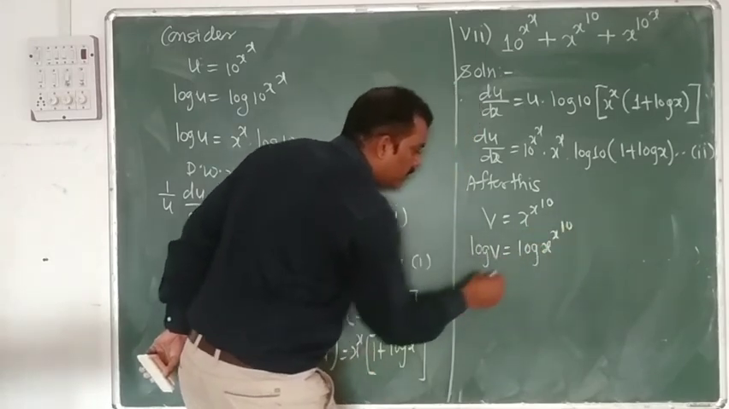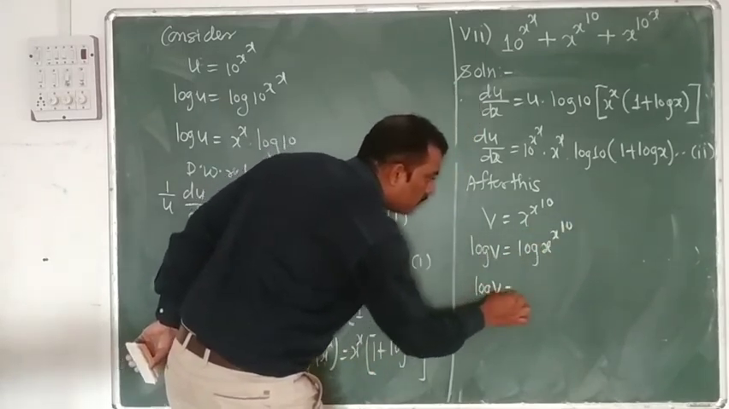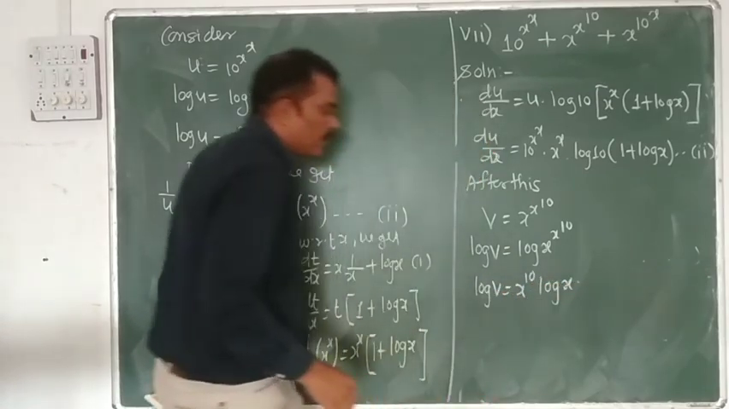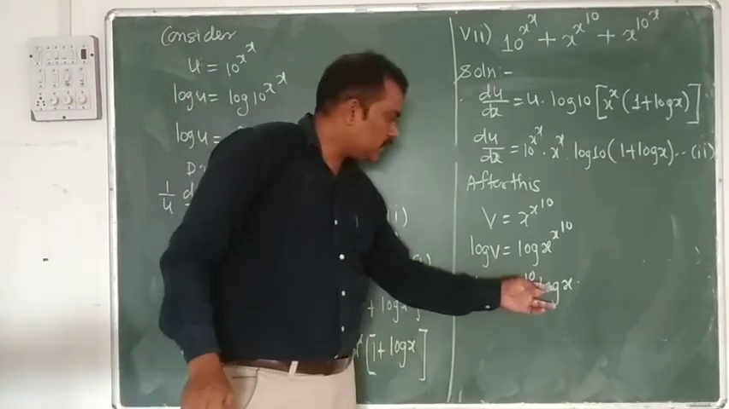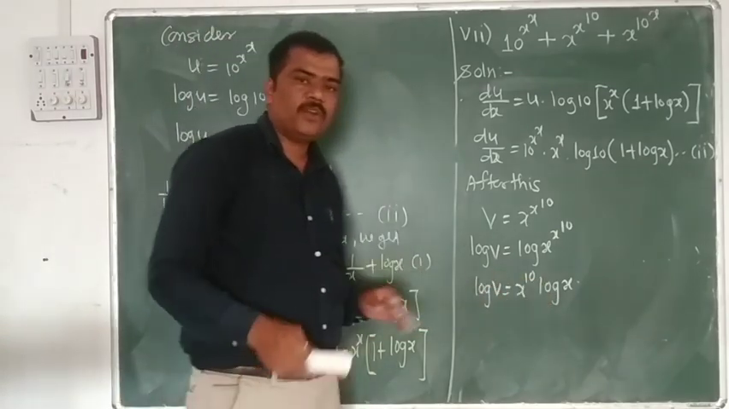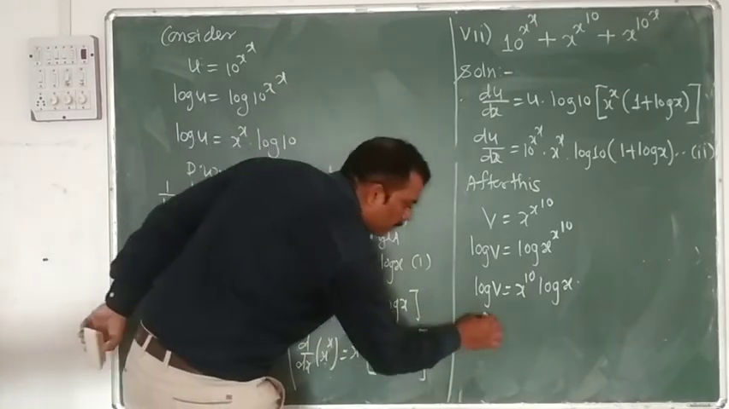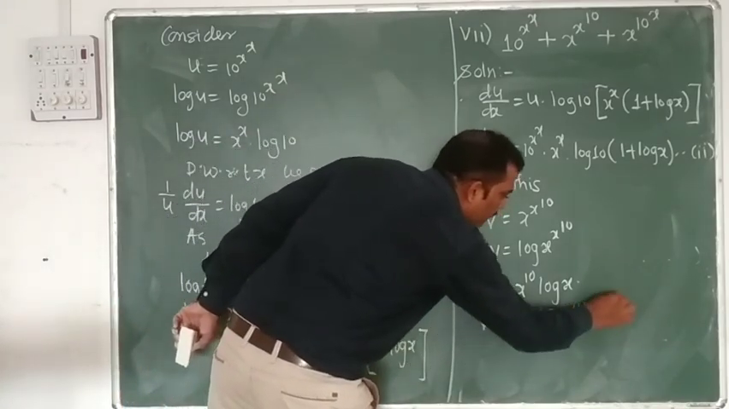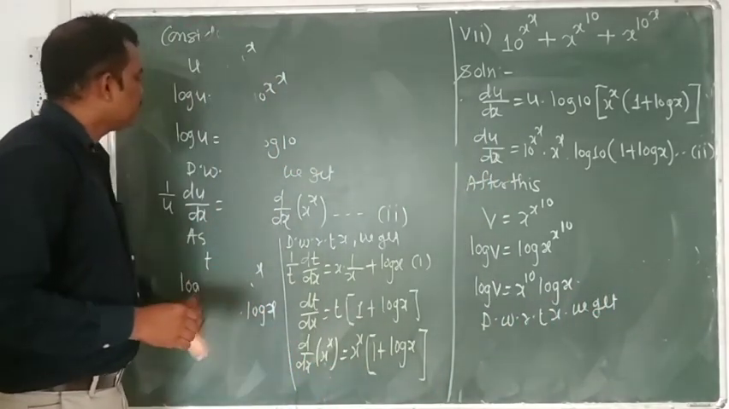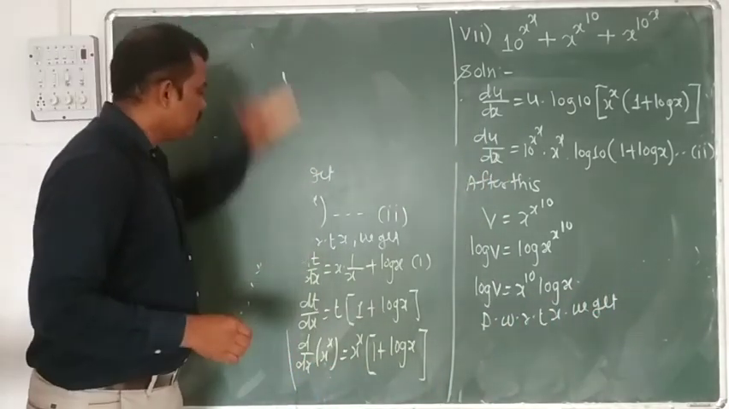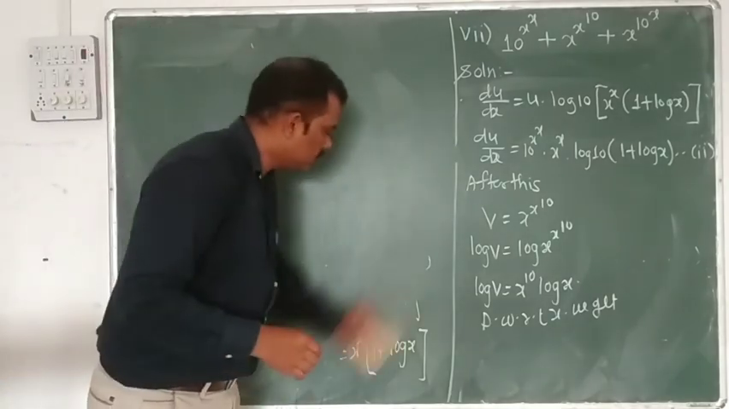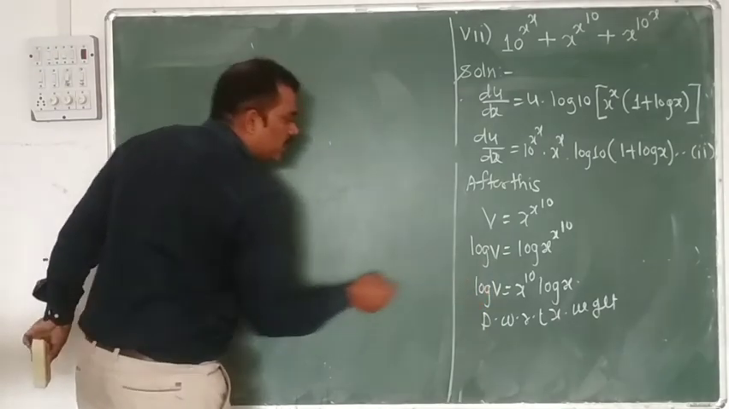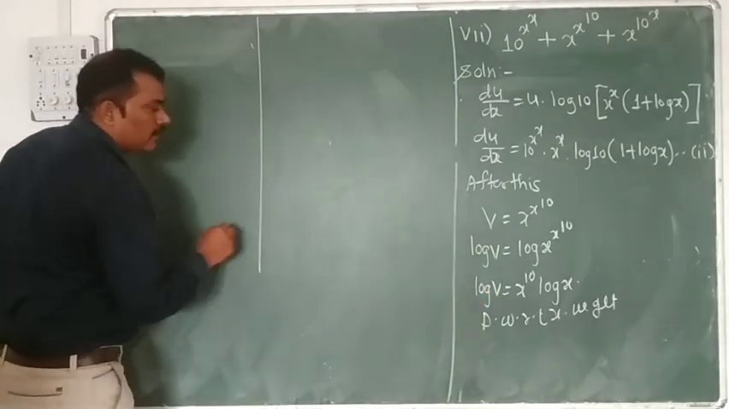This x raised to 10 gets multiplied, so that log of v is equal to x raised to 10 into log x. Here this one is the power function, this one is the logarithmic function. By using the product rule, we have to take the derivative. So we differentiate with respect to x, and we get, first of all, we have to take the derivative of log of v. What is that?